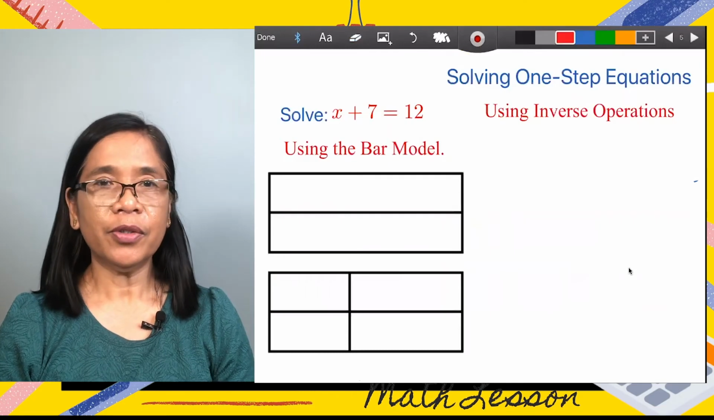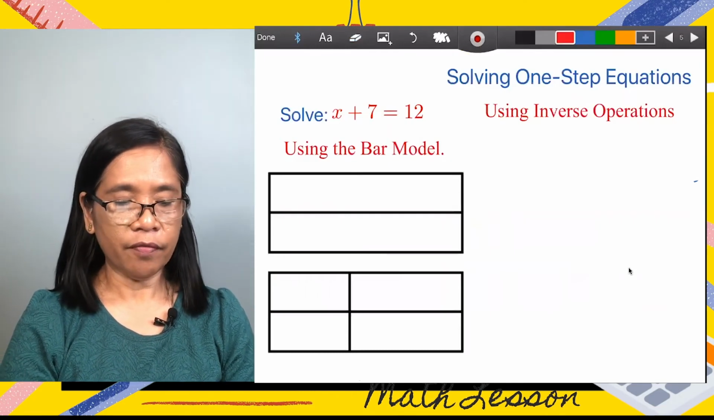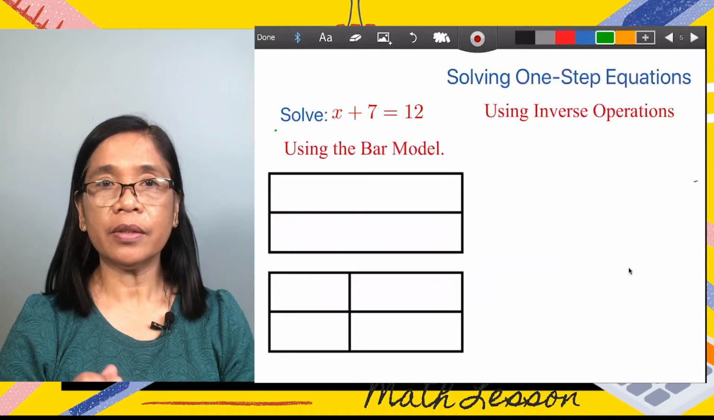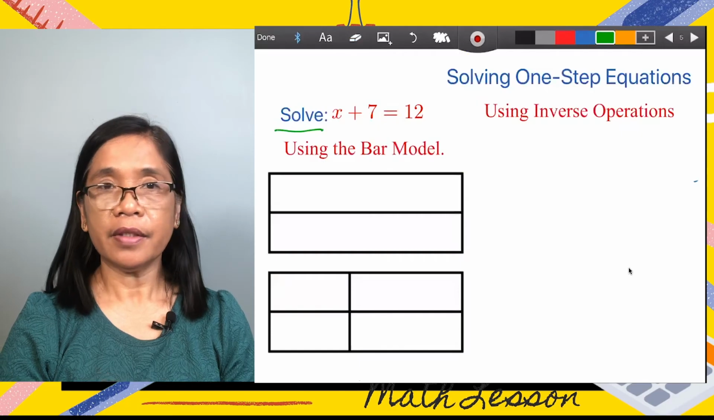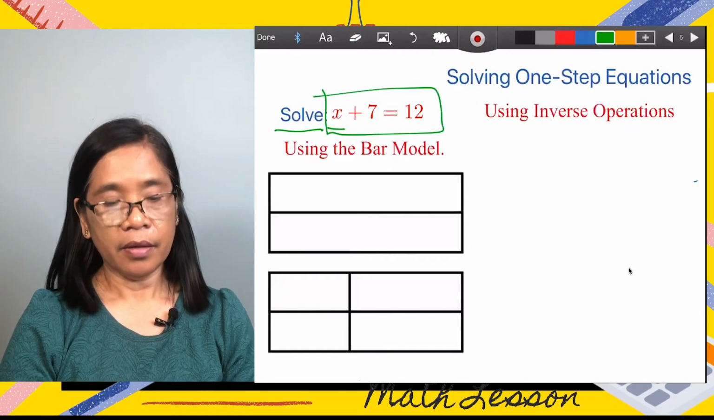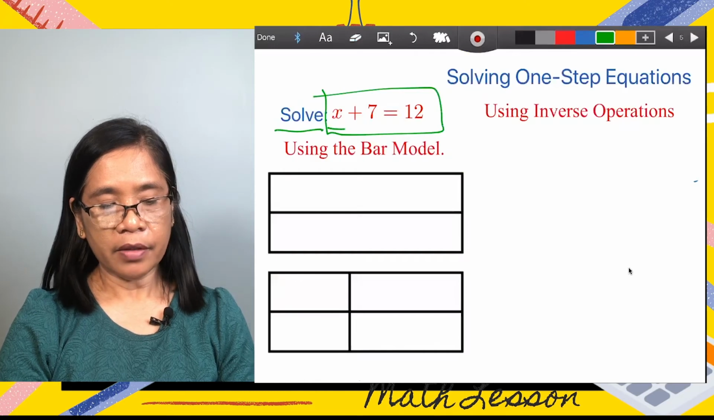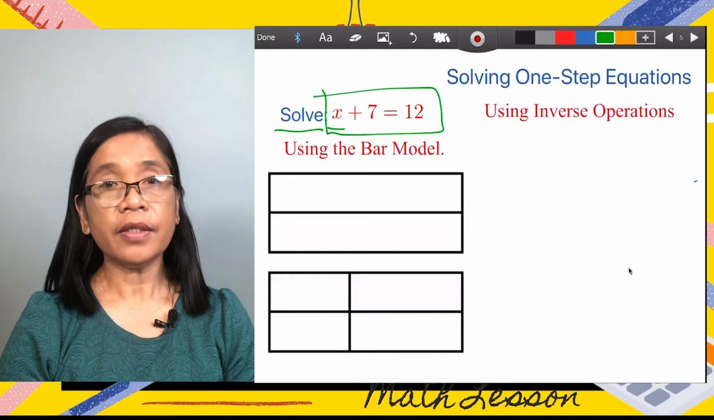Now I'm going to model to you how to solve one-step equations. So when we're asked to solve an equation, we're actually finding the value of the variable, whether it's x, y, or z, that will make this equation statement true. So let's start by using inverse operations.